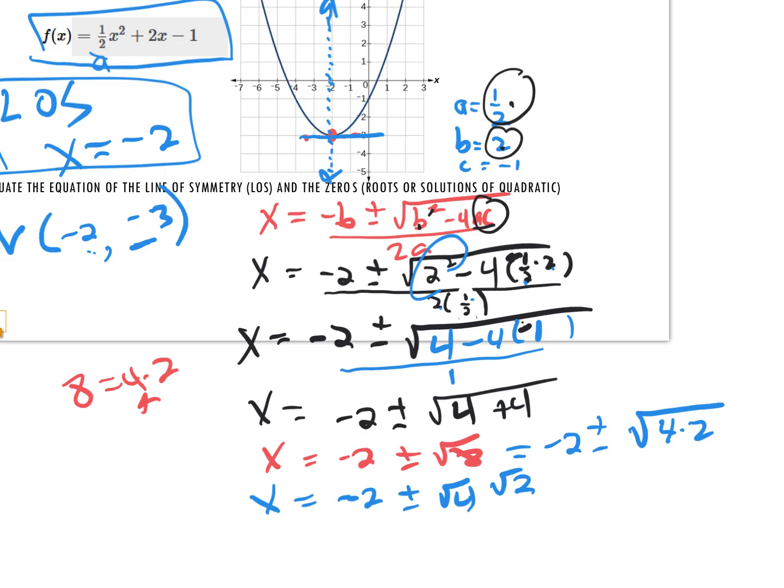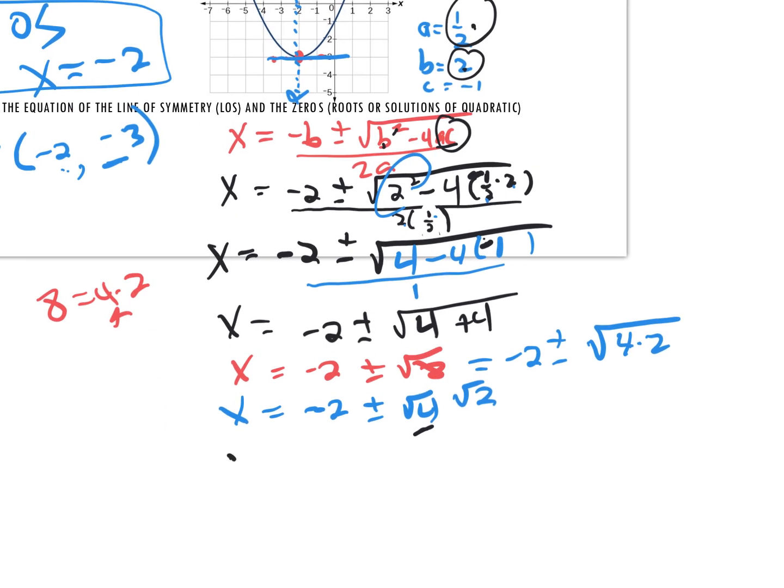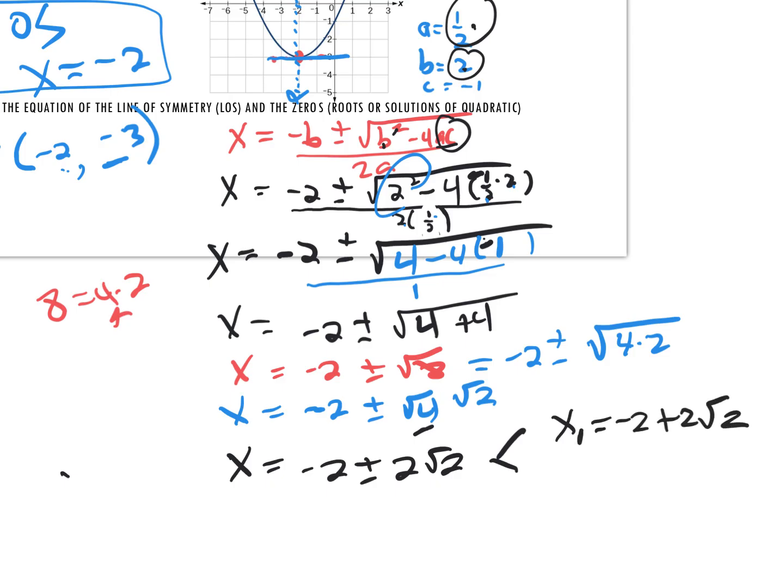Square root of 4 is a 2. So this becomes a 2. So let me move this up. My x's are -2 plus or minus 2 square roots of 2. Again, what does it mean that there's plus or minus? It turns into this. One of my x's is -2 plus 2 square roots of 2. And the other x is -2 minus 2 square roots of 2.